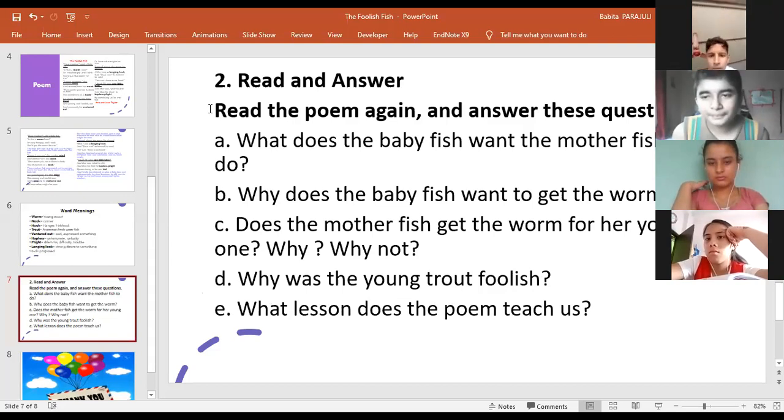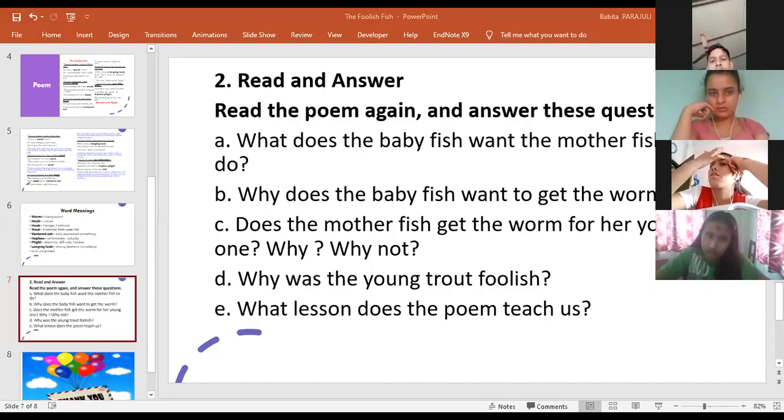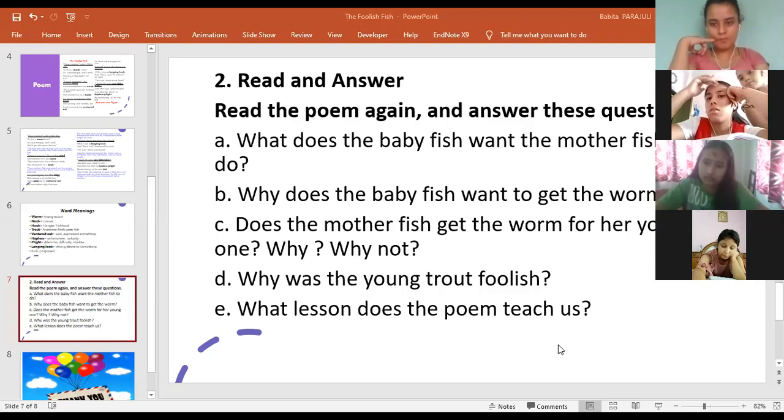Good morning, ma'am. The message which we get from this poem is that we should always obey what our seniors have told us. Yeah, that might be correct. What our seniors say to us, we have to follow.